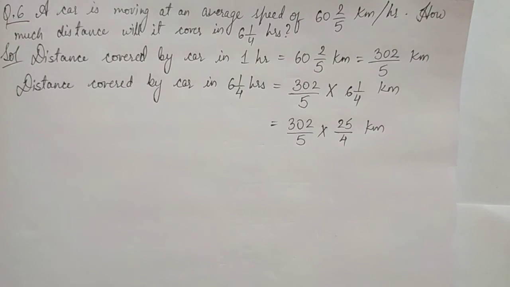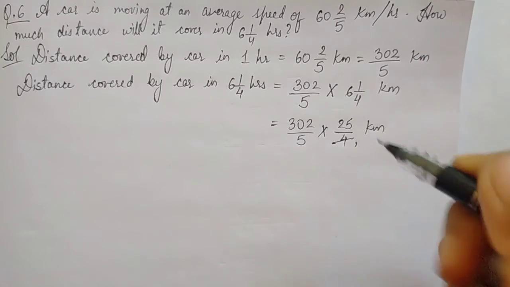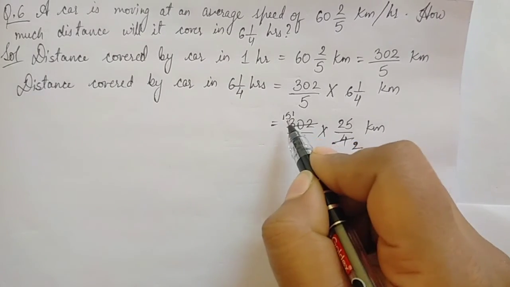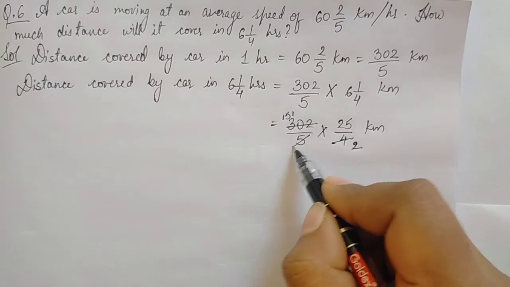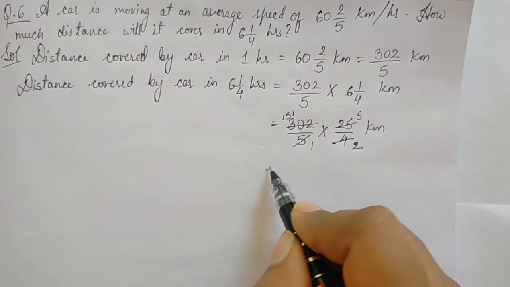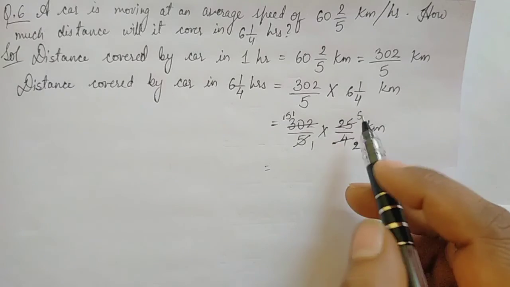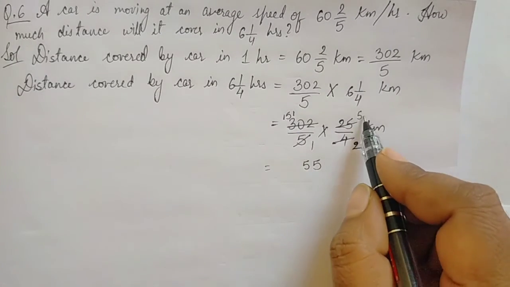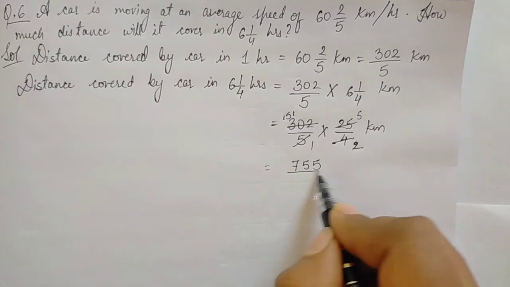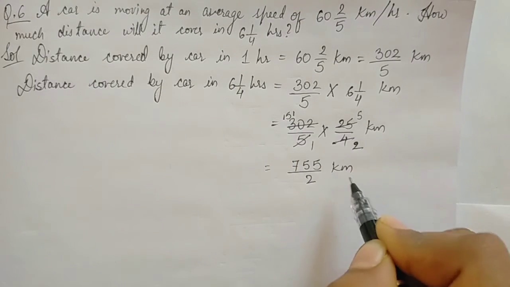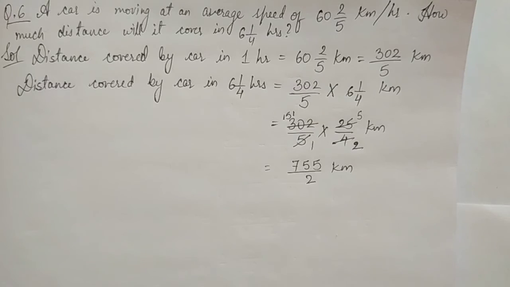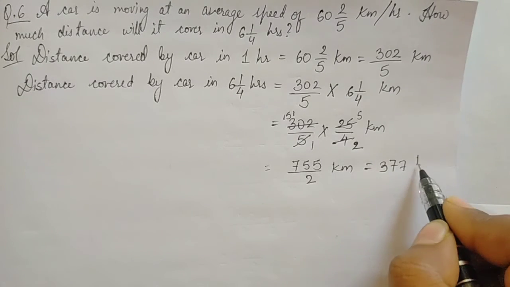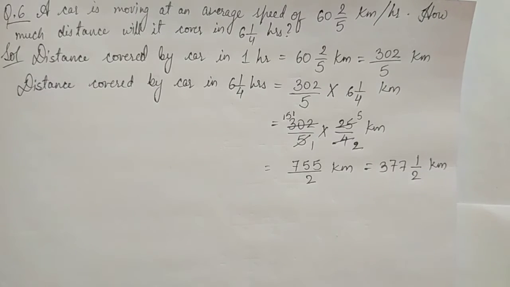Now we can divide by 2. 2 2s are 4, 2 151s are 302, 2 5s are 10, 2 1s are 2. Then 5 1s are 5, 5 5s are 25. Now multiply 151 by 5. 5 1s are 5, 5 5s are 25, and 5 1s are 5 plus 2 is 7, 755 upon 2 kilometer. This we can convert into mixed. It is 377 1/2 kilometer.